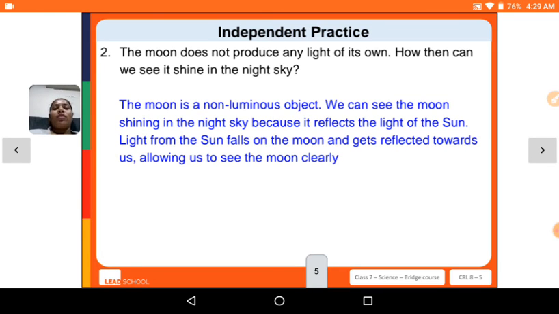Light, the source of light, the sun, will fall on the moon and the moon will reflect it towards us. So at night we can see the moon very clearly.